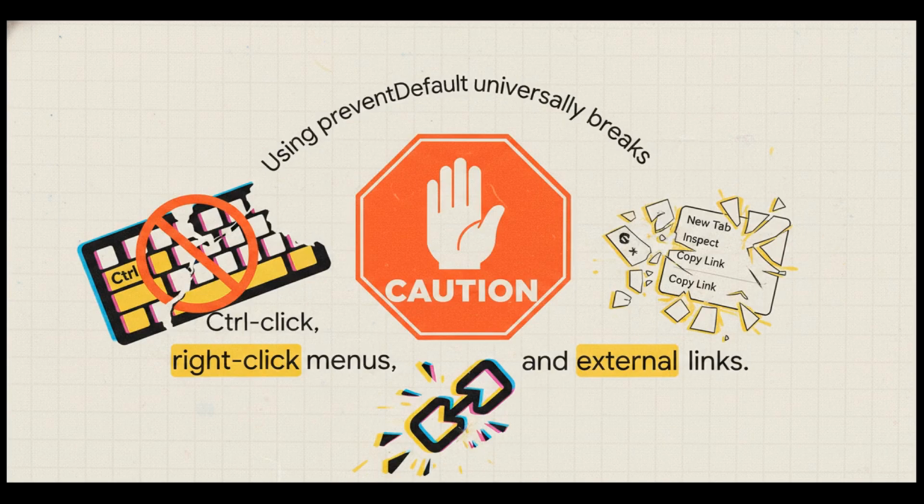If you block all native link behavior, you strip away basic web accessibility. You break the user's ability to control-click or command-click to open things in a new tab. You break the right-click menu. And worse, you'll accidentally trap users by intercepting external links that were actually meant to leave your site. It just creates a deeply frustrating experience.